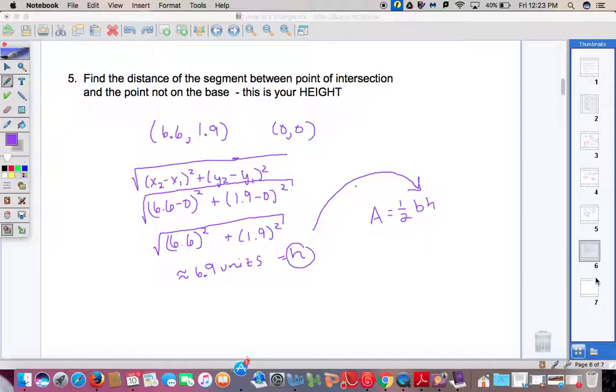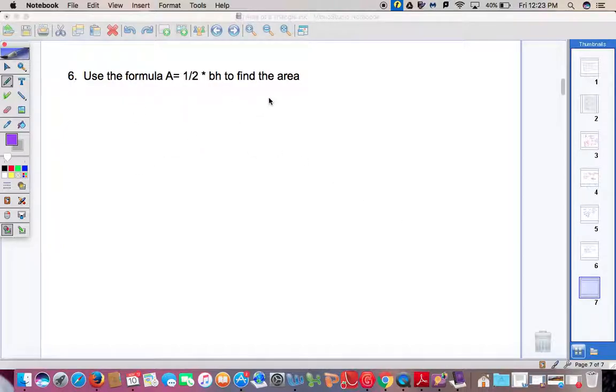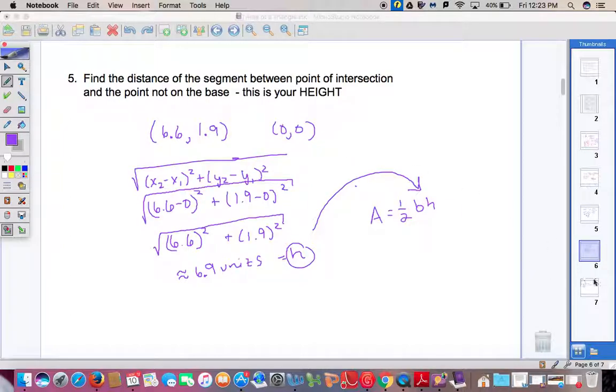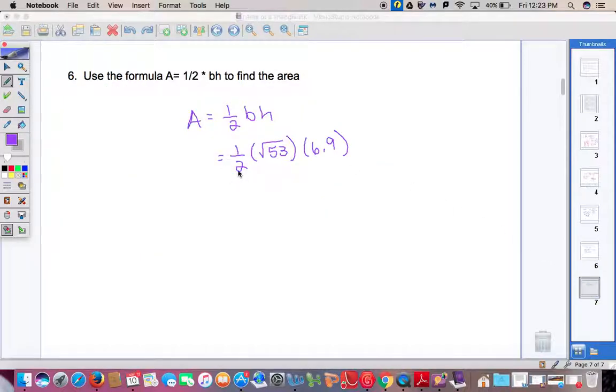So my last and final step is to use that formula. Area is 1/2 base times height. We've already determined that the base is the square root of 53 units. The height is approximately 6.9 units. Did I put 6.9? Yep, good. And so when you multiply 1/2 times the square root of 53 times 6.9, you get that the area is pretty close to 25 units squared. So that would be your final answer.